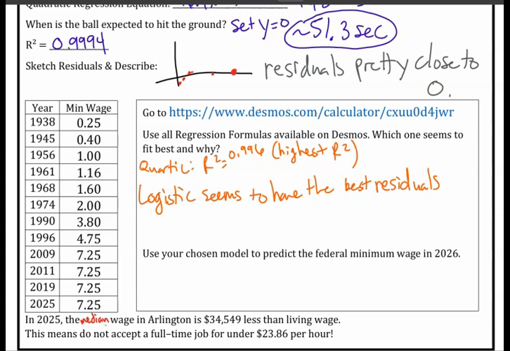In 2025, the median wage in Arlington is $34,549 less than living wage. This means do not accept a full-time job for under $23.86 per hour.